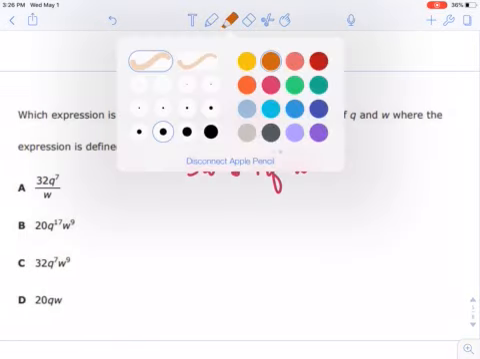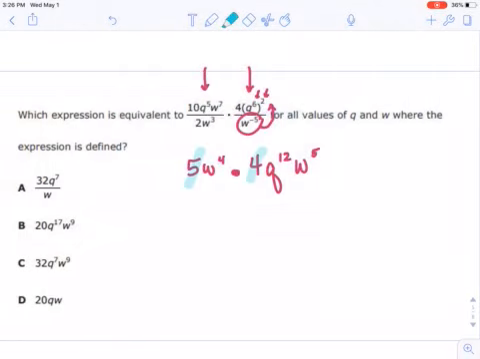I'm going to start by looking at my whole numbers, 5 and 4. 5 times 4 is just 20. Then I'm going to go piece by piece. So w to the 4th times w to the 5th. You just add those exponents together, so w to the 9th. Q to the 12th is the only q out there, so it's just going to be q to the 12th.